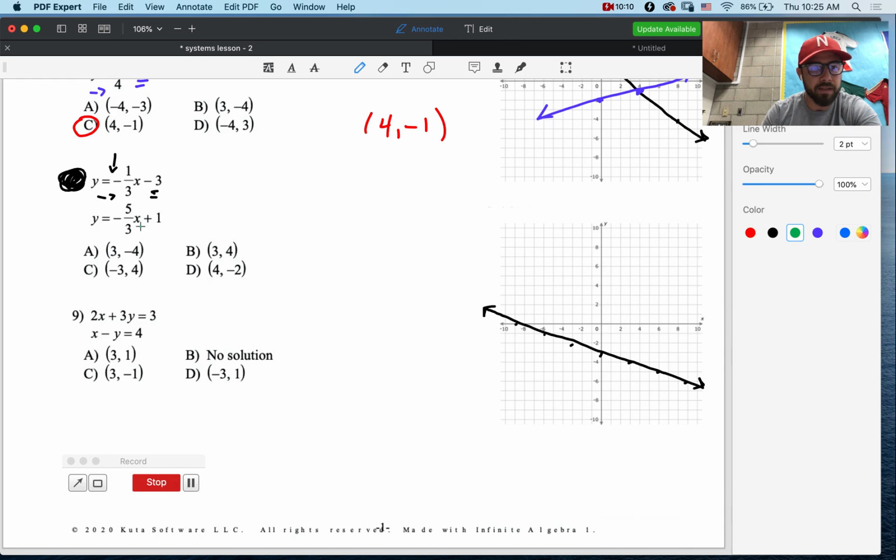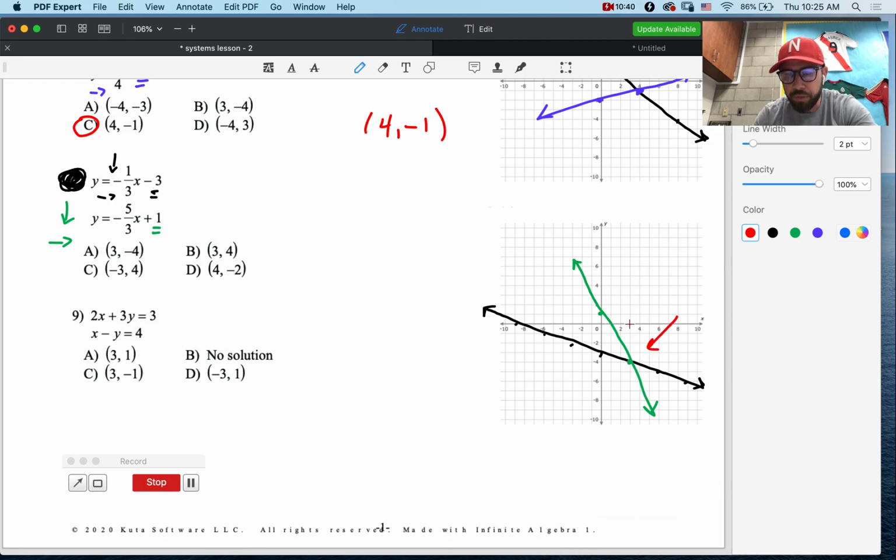Now, let's look at the second equation. Y-intercept is at positive 1, and I have a negative slope, so I'm actually going down and to the right, down 5, right 3. 1, 2, 3, 4, 5, right 1, 2, 3. There's the point right there. Good. Right where they meet. I love it. Okay, so we can see now that, hey, that is the point of intersection.